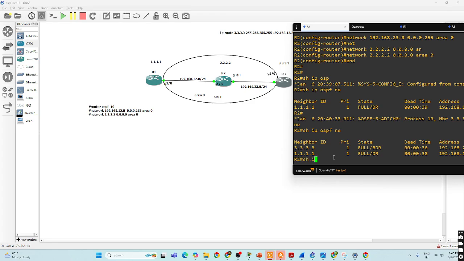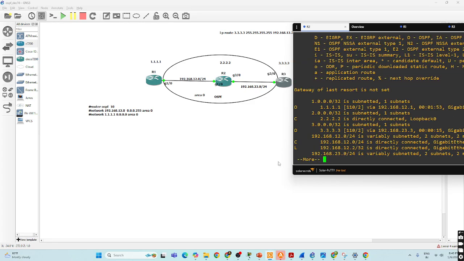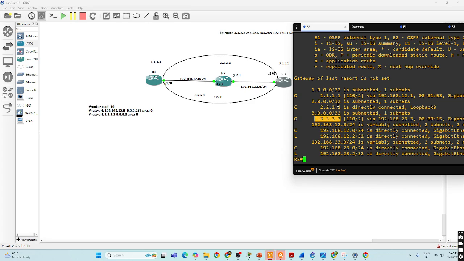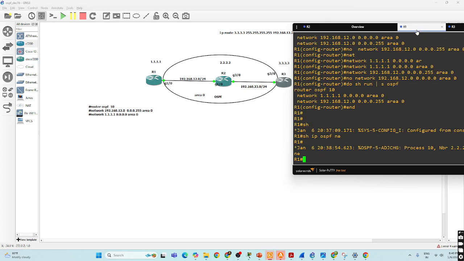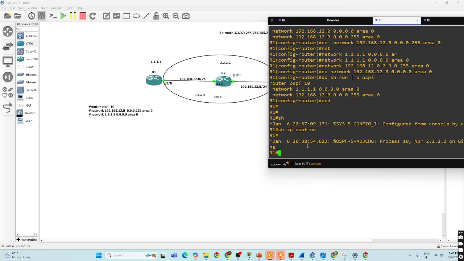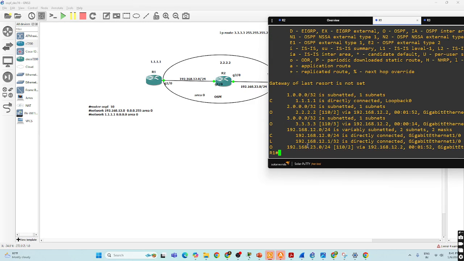Can you see? Show IP route. Yes, you will see 3.3.3 route and 1.1.1 route. Let's go on 1.1.1. Check the routing table. Show IP route. You can see, right? 2.2.2 is learned via OSPF. How will you come to know? It's saying O. O means here OSPF. Understood? O means it's learned via OSPF routing protocol.